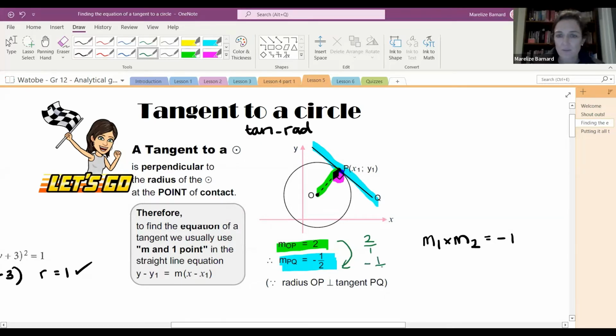So that's going to give me 1/2, change the sign, make it negative. That is one way that you can remember this whole thing, with the gradients that multiply together giving you -1. And we can check it. 2/1 times -1/2, yes, that definitely gives me -1. Okay, so those lines are perpendicular.